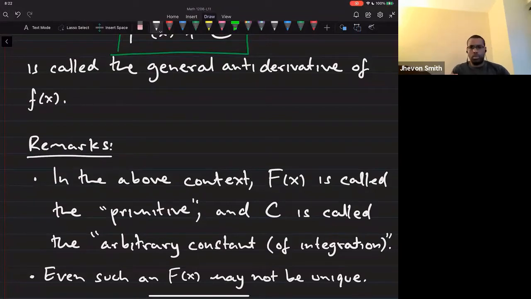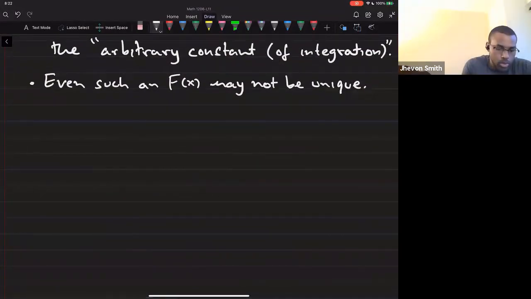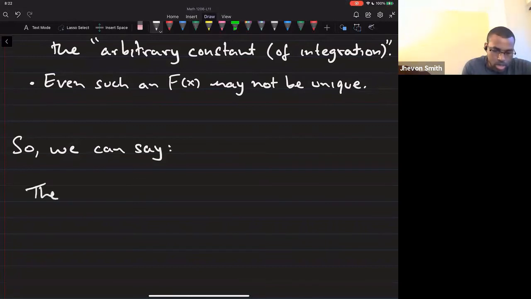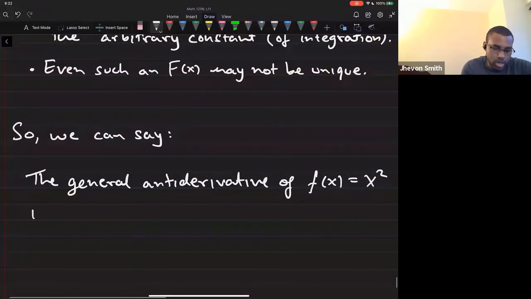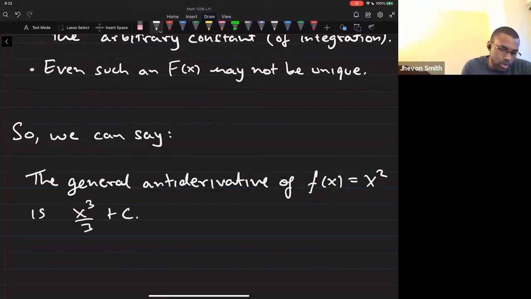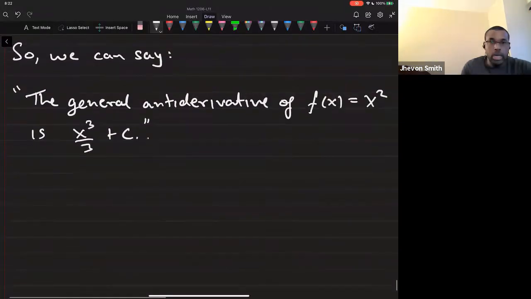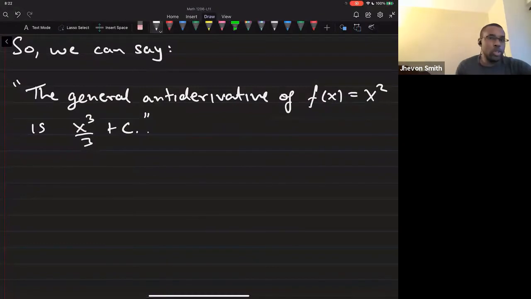So we can say that the general antiderivative of f of x equals x squared is x cubed over 3 plus c. And so we could say that phrase. Now, we do have shorthand for this.